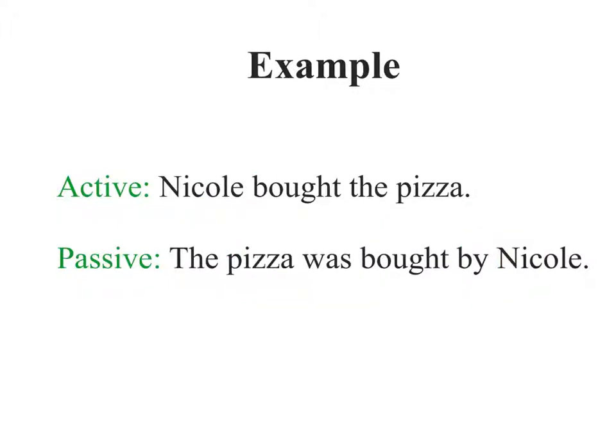Here's another example. In the active voice, Nicole bought the pizza. So again, Nicole, subject, verb, bought. She is doing something. The passive voice version of the sentence would be the pizza was bought by Nicole. So here, pizza is the subject. What is the pizza doing? Nothing. Nicole is doing something. Nicole bought the pizza, but Nicole is not the subject. So again, the subject in that version of the sentence is passive. It's not doing anything.